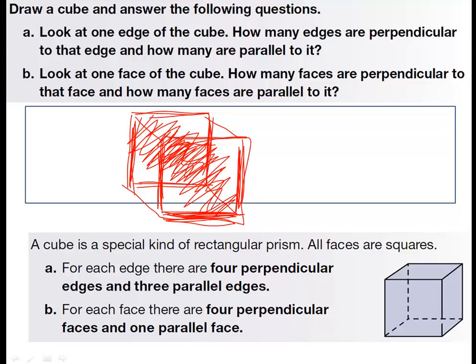And then the faces, you've got 4 perpendicular ones. So here's my one. This one here is perpendicular. This is perpendicular. That one's perpendicular. And that one's perpendicular. The one straight across from it is the only parallel one. So there you go. Hopefully you got the same answer. That was a kind of tough question.